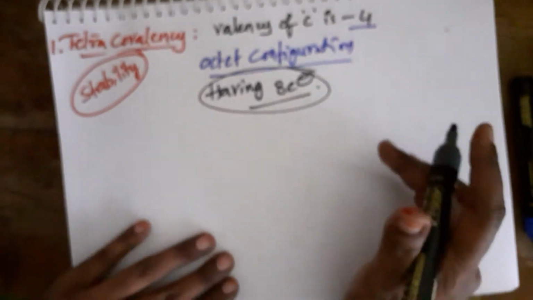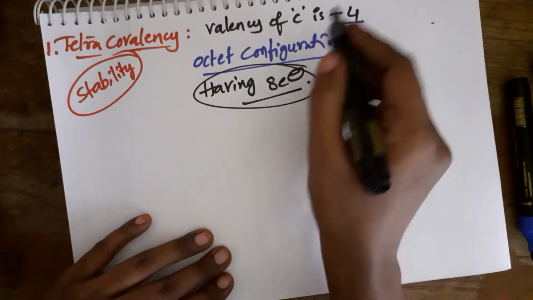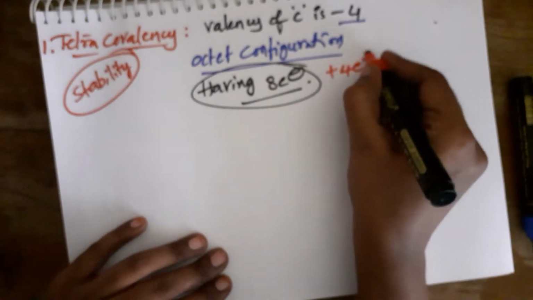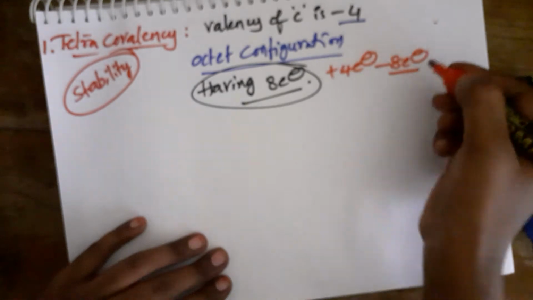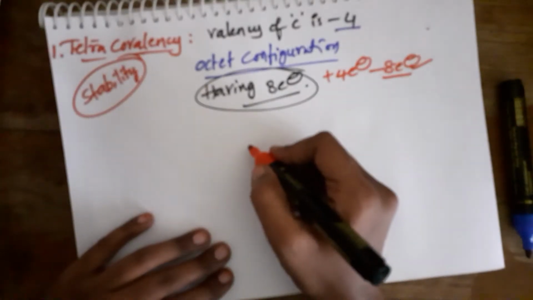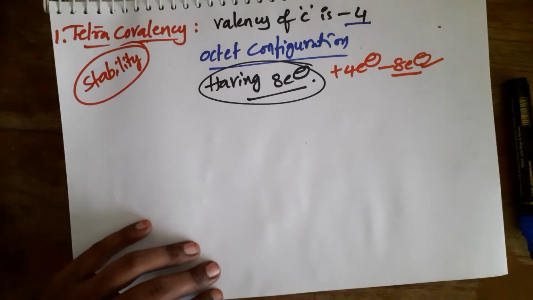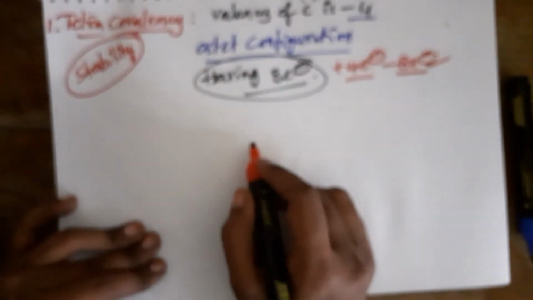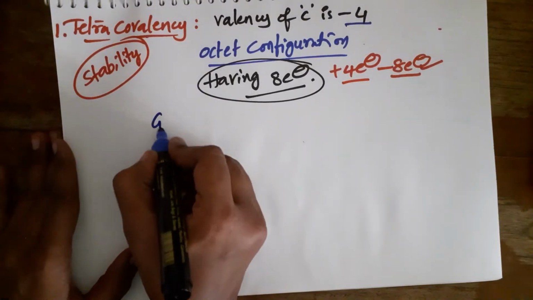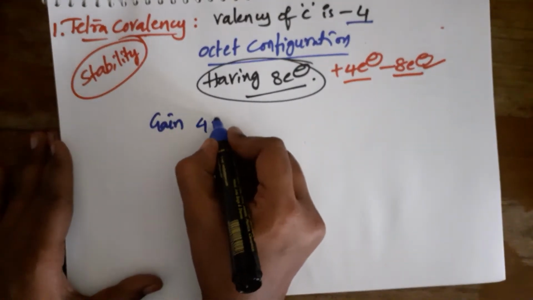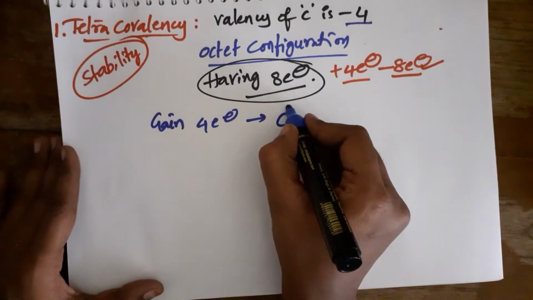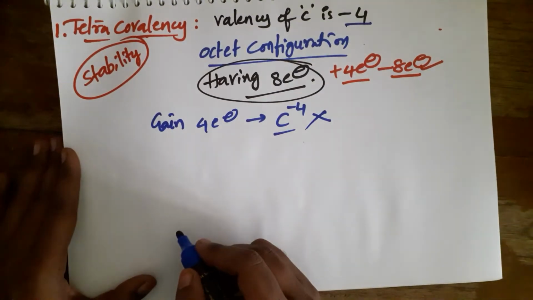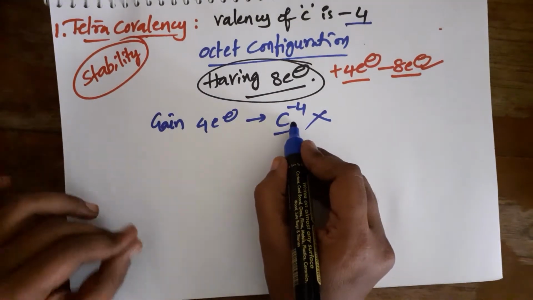Okay, see here, carbon valency is 4. In order to get the octet configuration, it should accept how many electrons? 4 electrons. Then it will become 8 electrons. Okay, octet configuration is satisfied here. If it accepts or gains 4 electrons, then it will become C minus 4. Okay, is it possible? No, it is not possible. Why? Because see, the atom is very, very small.